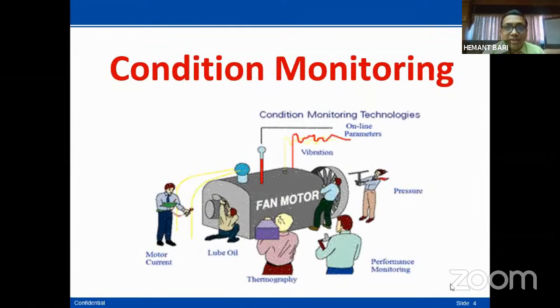Condition monitoring is simply a job similar to the doctor's job. Whatever the doctor performs with our body to find out the root cause of abnormality in our operating body, similarly, we also have to find out the problems in the machine by analyzing the data.